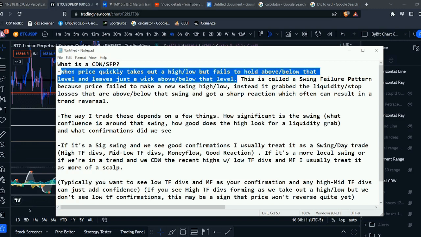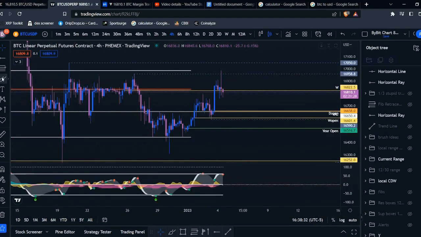So basically, an SFP is when price quickly takes out a prior high or low, but fails to hold above or below that level and leaves just a wick above or below that level. And right here is a great example of that.